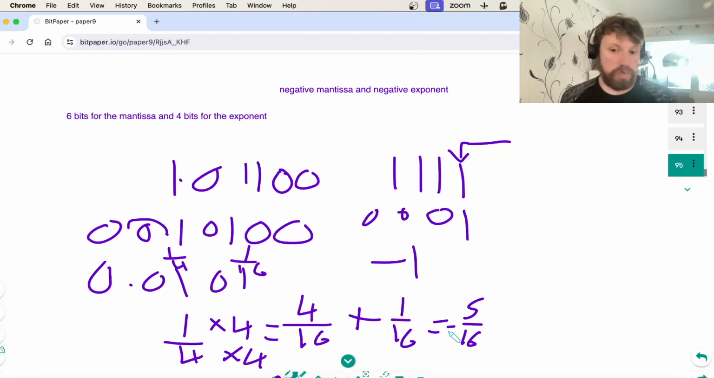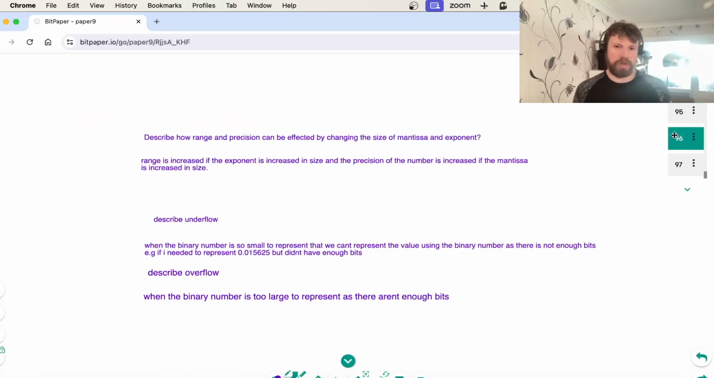Now, just remember to put the negatives in there. So that is the final one that we have to do. That's all of the possibilities that could come up. Last little thing, which is just going to be a couple of knowledge-based questions, which is how can range and precision be affected by changing the size of the mantissa and the exponent?